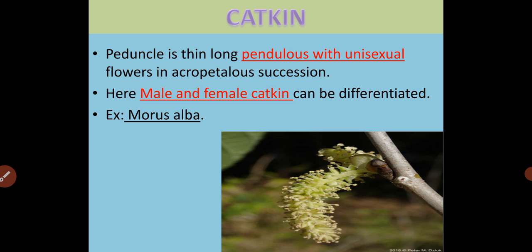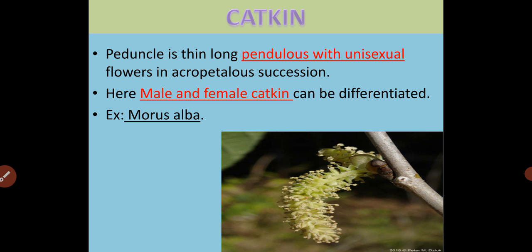Let us move towards the next inflorescence, that is the catkin. Here the peduncle is thin, long, pendulous in nature, which bears unisexual flowers in acropetalous succession. We can get the male flower catkin as well as the female flower catkin in different plants.